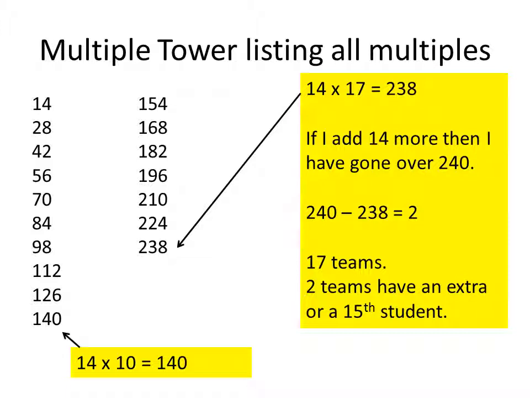And as you can see in the right-hand column, I'm going to keep adding multiples of 14 until I get to 238. I know, as it says in the yellow box on the right, if I add another group of 14, I've gone over 240, and I only have 240 students, so I know I need to stop at 238. One of the things to think about with students is where is the 240 in the problem and where is the 14 represented.